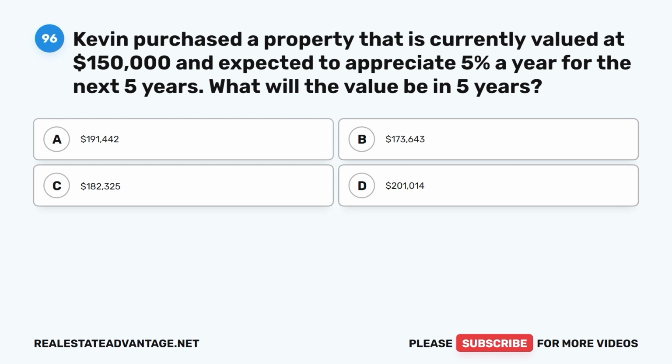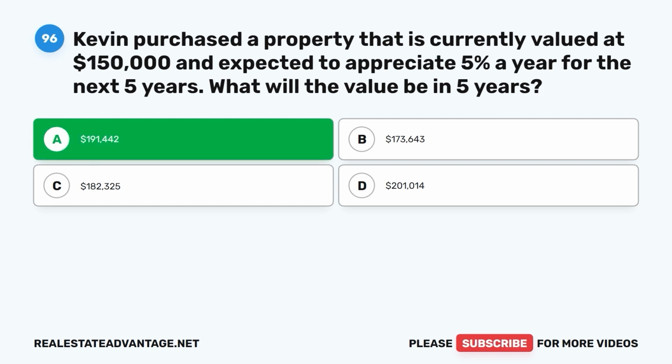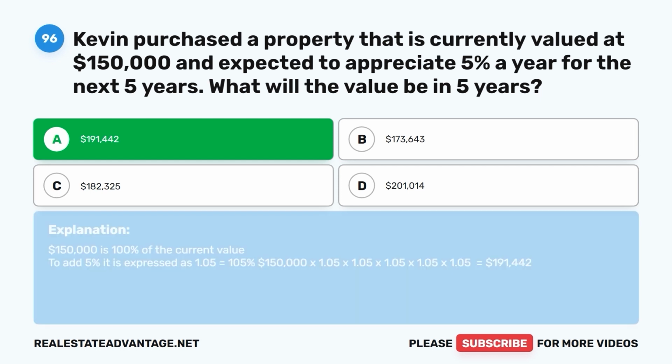Question 96. Kevin purchased a property that is currently valued at $150,000 and expected to appreciate 5% a year for the next 5 years. What will the value be in 5 years? A. $191,442. B. $173,643. C. $182,325. D. $201,014. The correct answer is A. $191,442.